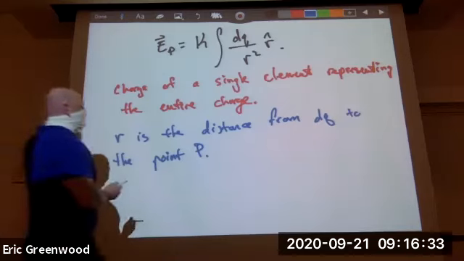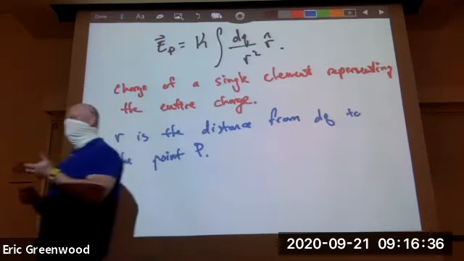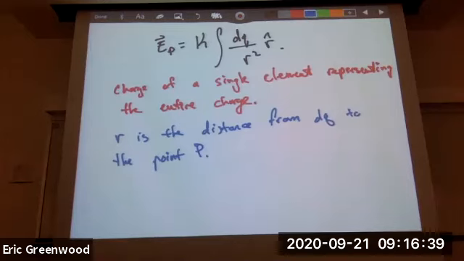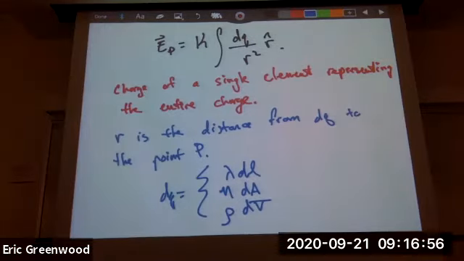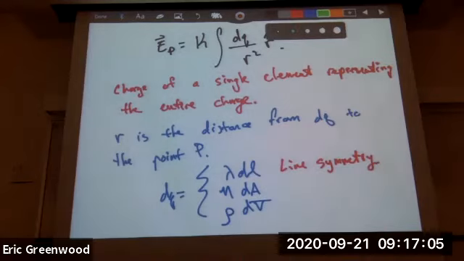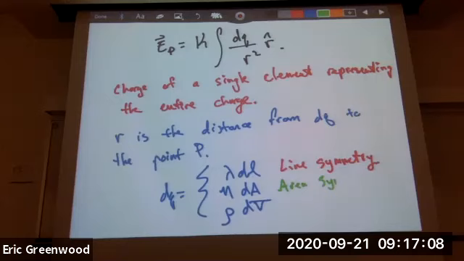Now that brings up further questions, as we talked about before. What is dq? Well, dq we usually turn into a geometry integral. Typically we rewrite dq in one of three ways. It's either equal to lambda dl, eta dA, or rho dV, depending on the type of geometry. If my system has line symmetry, we use the first one. If my system has area symmetry, we use the second one. And finally, if it has volume symmetry, we use the last one.